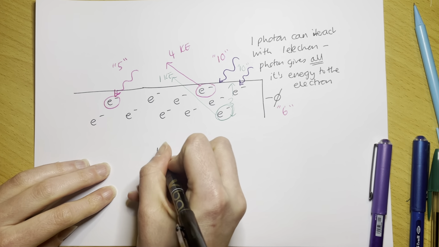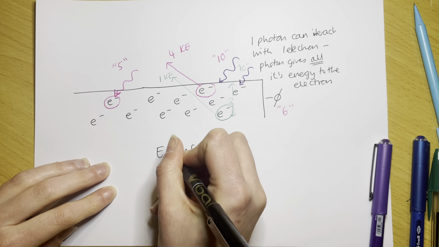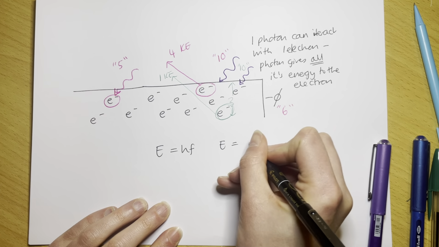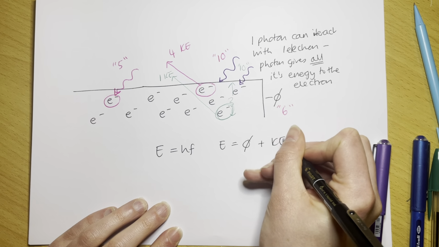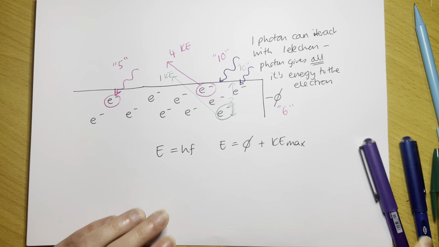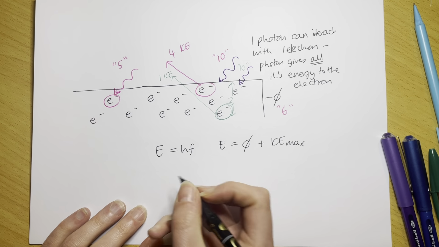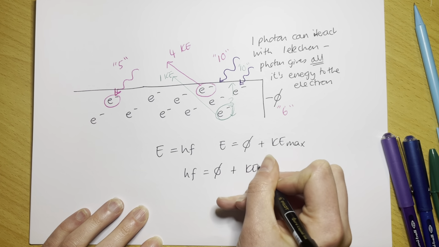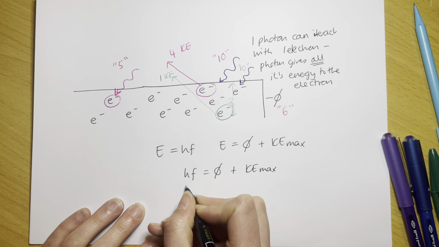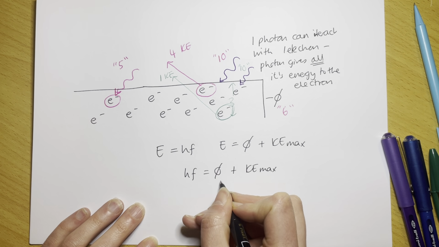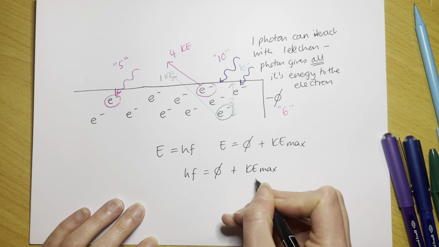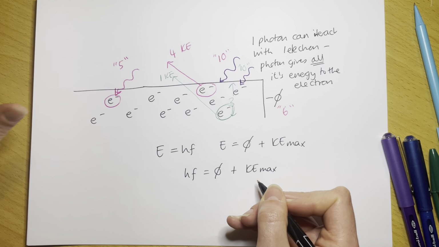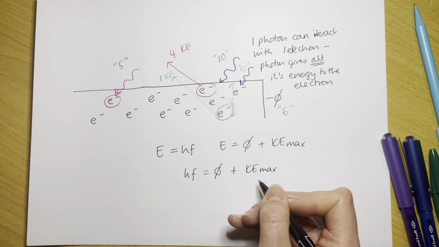So let's think back to this equation, E equals hf, and also we had E equals phi plus KE max. We often put these together and we say that hf equals phi plus KE max, where hf is the energy of the photon, phi is the work function, and KE max is the maximum energy that the electron, the photoelectron, will have. We call these emitted electrons photoelectrons.